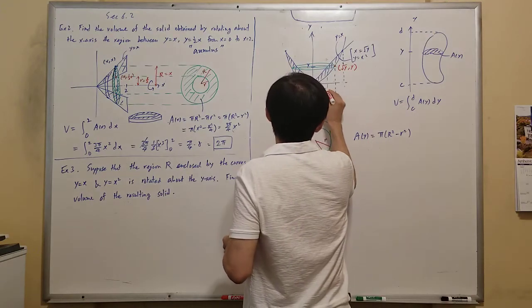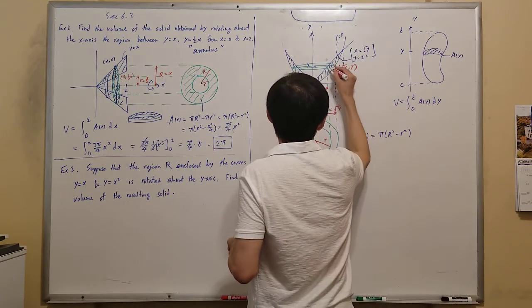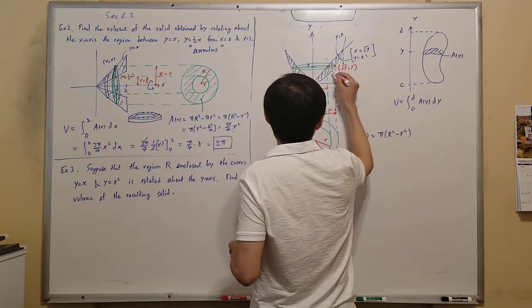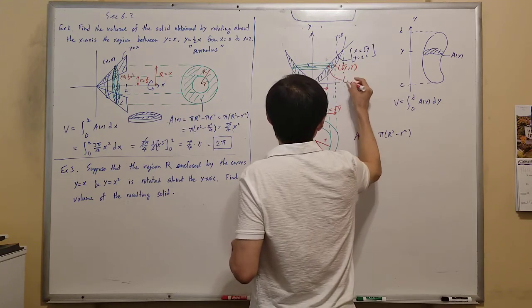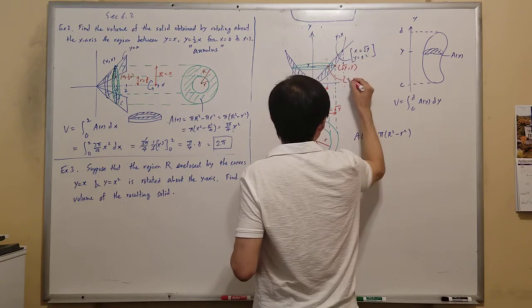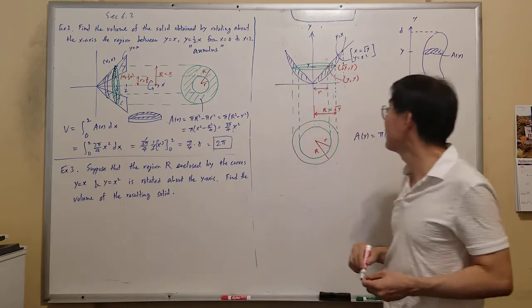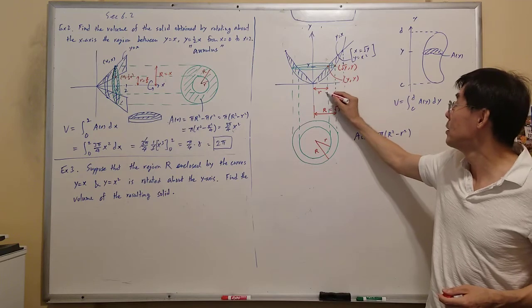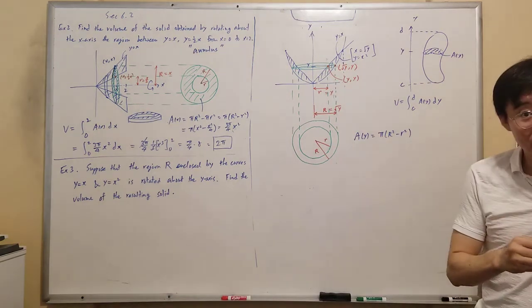And lowercase r is over here. That is corresponding to this point. What is it? Well, y equals x, or x equals y, and given y. Right? So this is y.